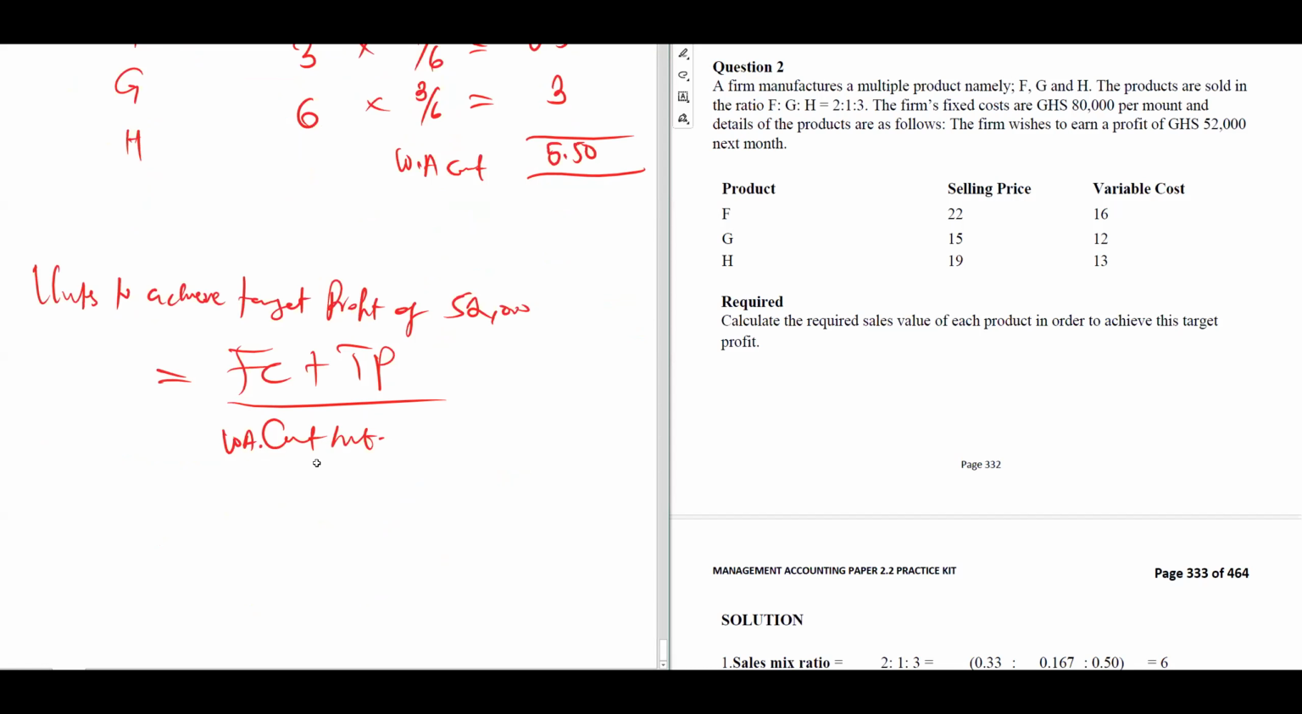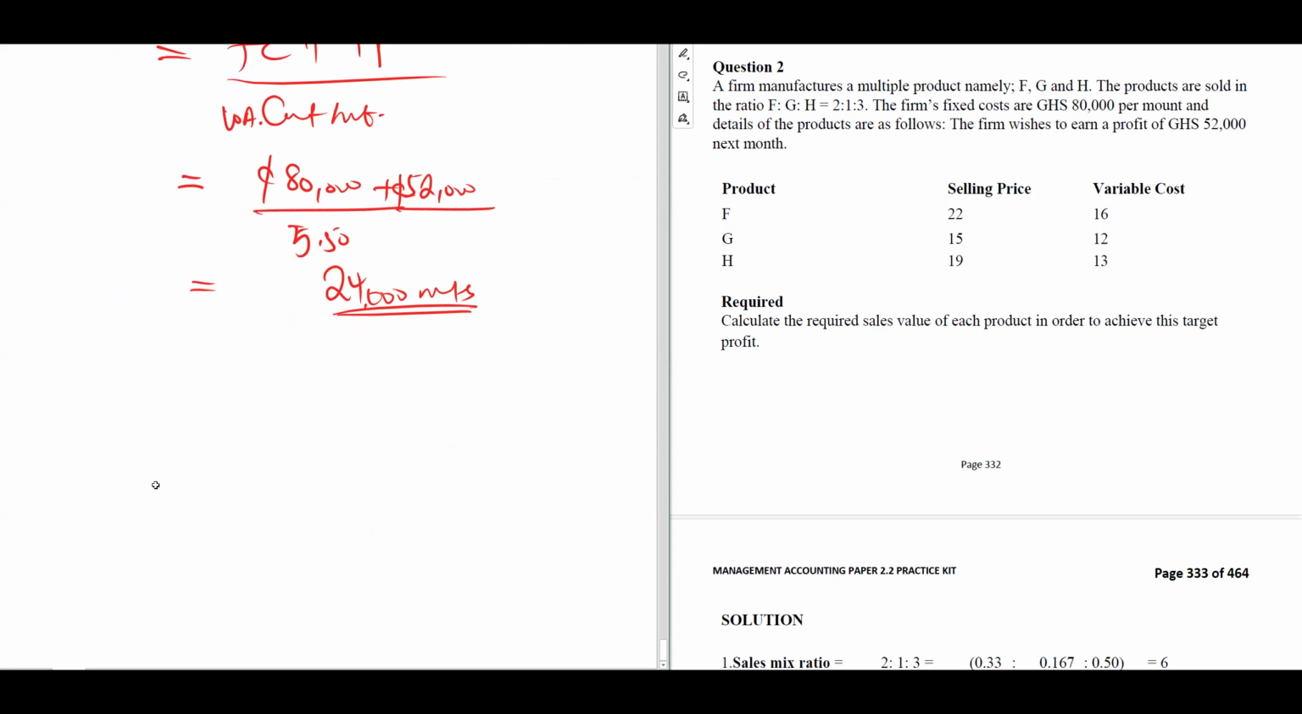So with that being said, straightforward, we know our fixed cost was 80,000. And then this one is 5.5, plus our 52,000 profit that we want to make. So how much are we expected to make? That's the 80,000 plus the 52 thousand estimated target profit, 132 divided by 5.5. That means we must produce 24,000 units to achieve the target, right?